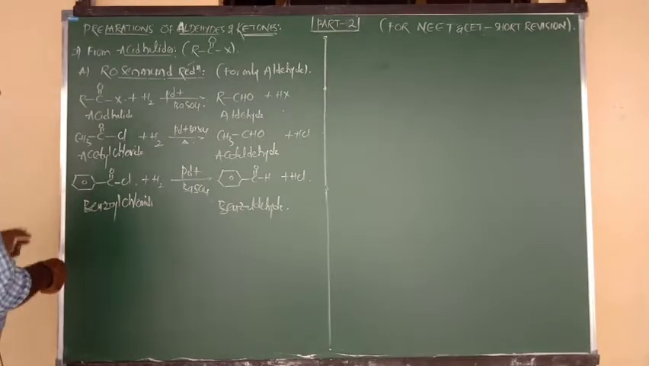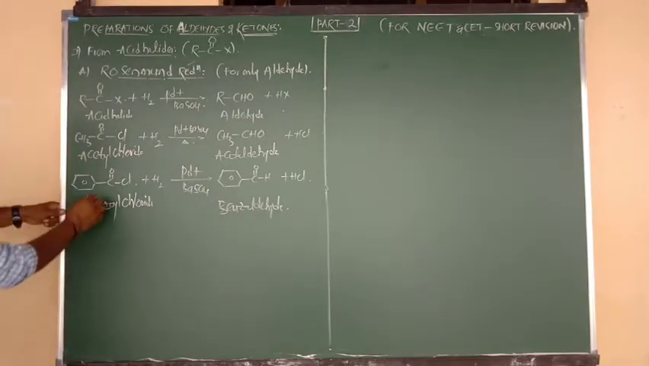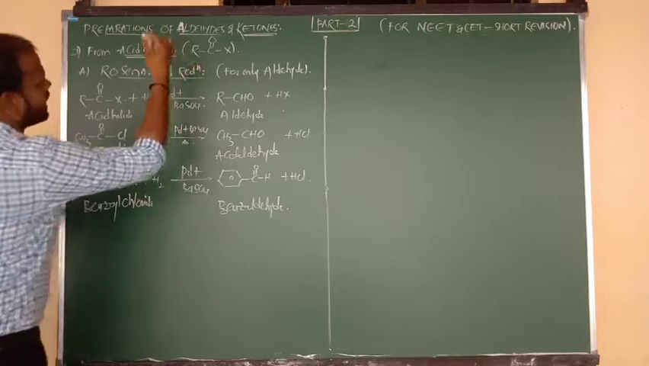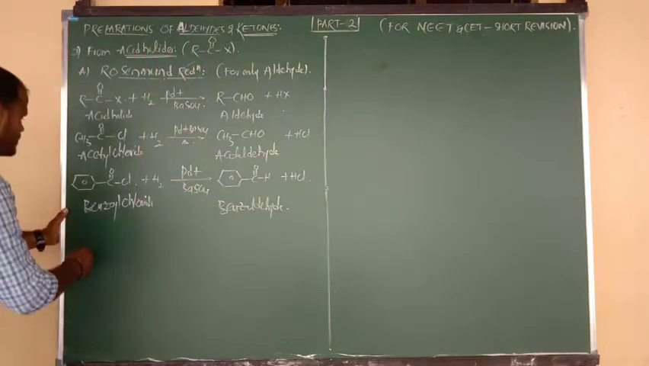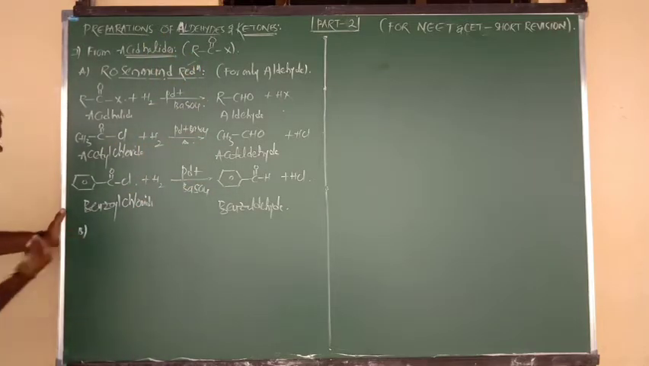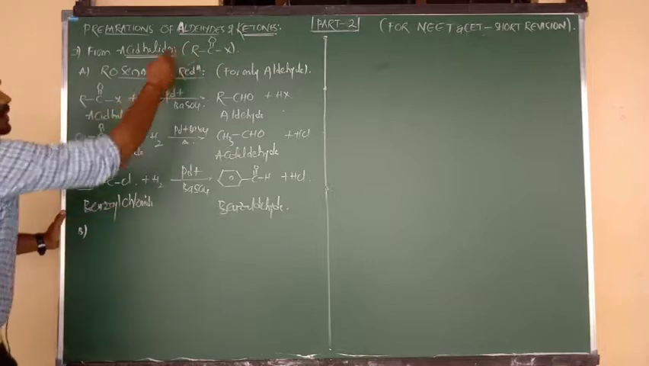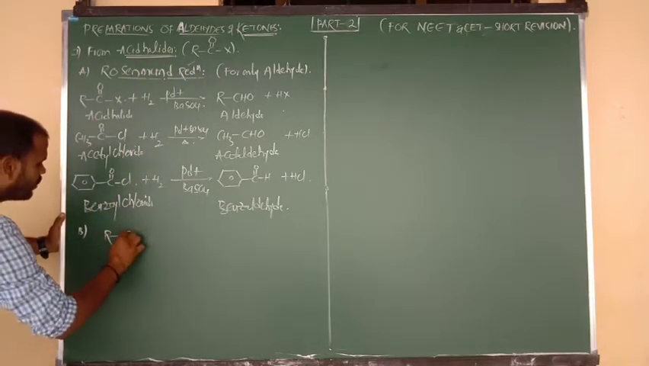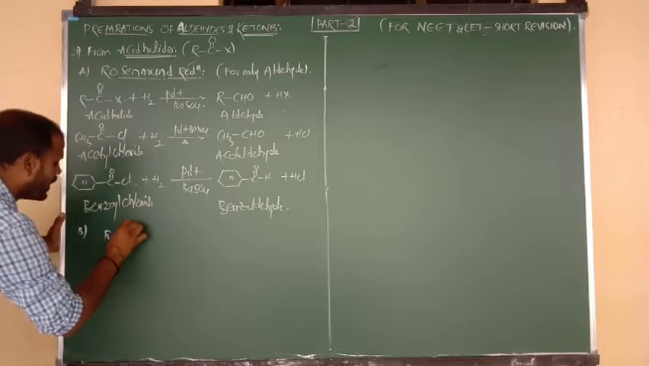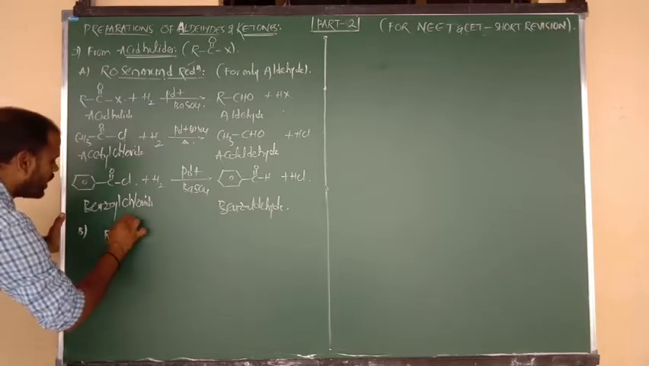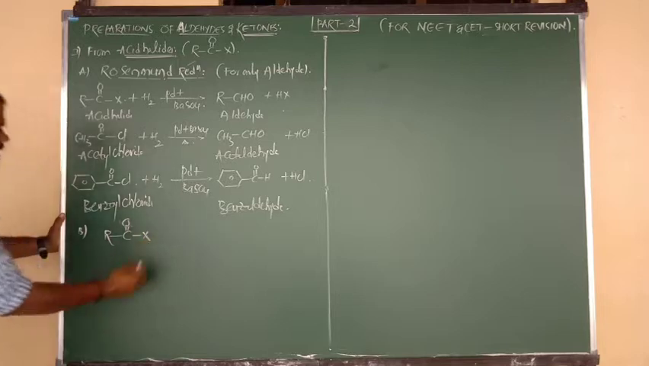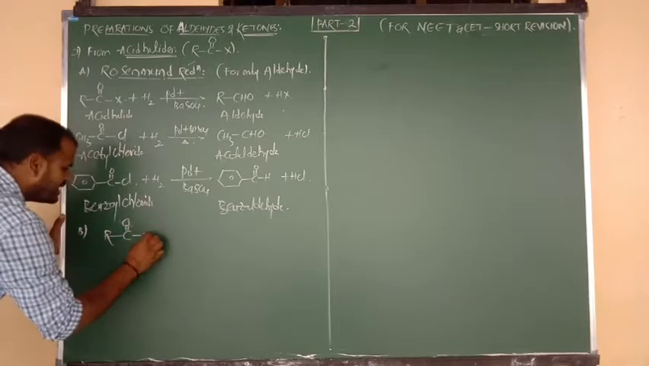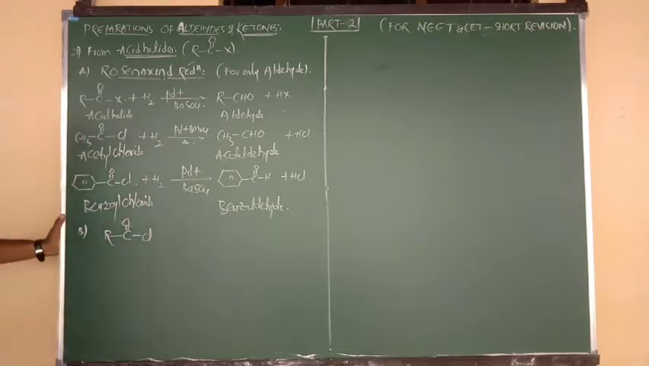Understood, beta? Good. Next, go for another method by using this acid halide. How to prepare the ketones? I am going to write here method B. What I have told you, from acid halide. So the formula is R bonded to C double bond O, connected to X. Otherwise you can write simply Cl also, as you wish.